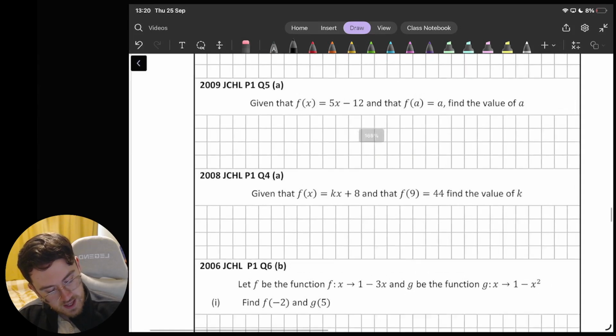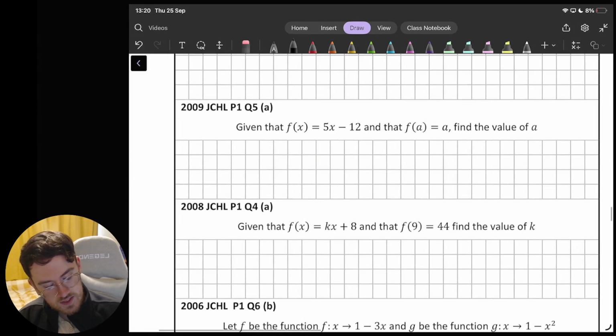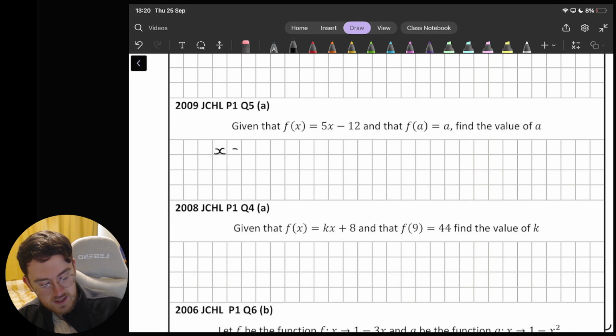So let's look at this part, 2009 one. F of x is 5x minus 12, and f of a is equal to a. So they're telling me here, let x be a, and f of a has an answer of a. So let's fill in those things. We need to fill in a as our input here to get 5x minus 12, but they've told me that f of a is still a as well. That should be 5a minus 12.